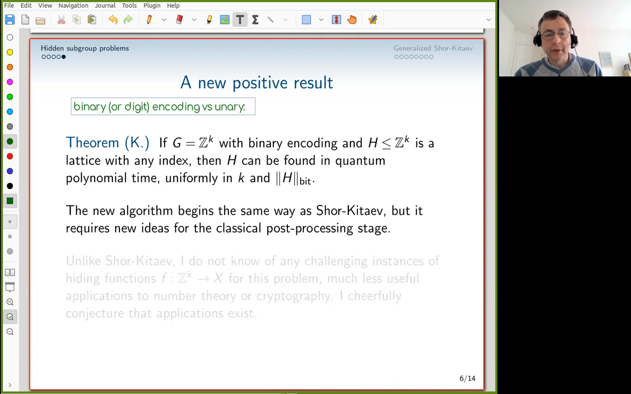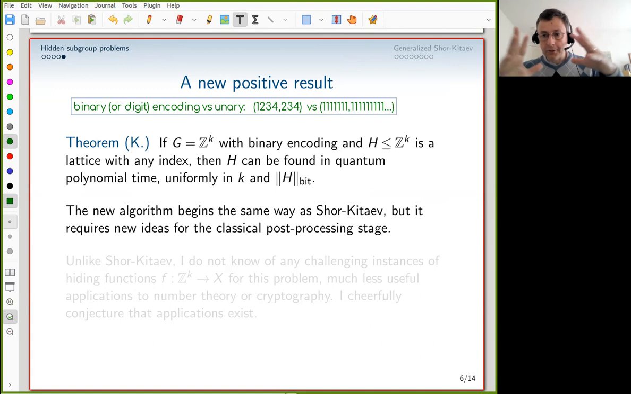So the specific base doesn't matter, but I can write a vector like that versus 1, 1, 1, 1, just okay. The unary encoding is much more verbose, so that you have access to a much more limited piece of the ambient group Z to the K.